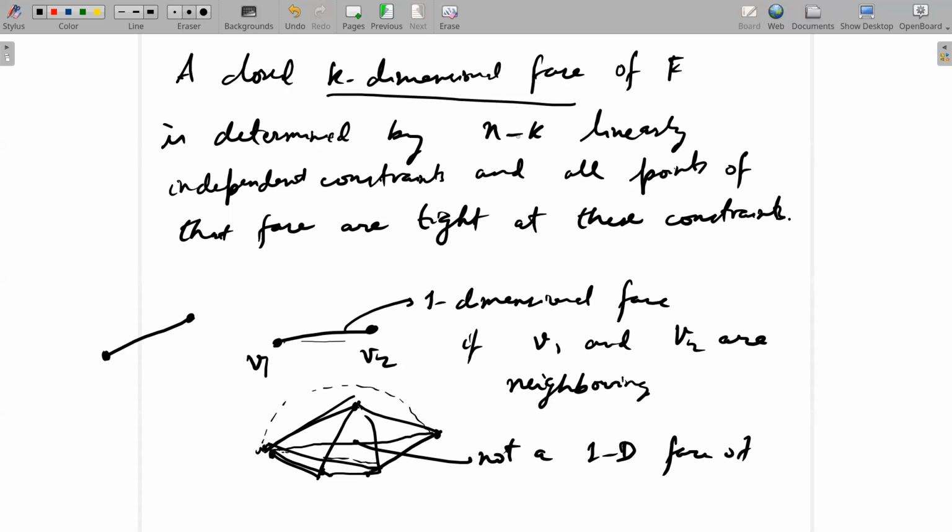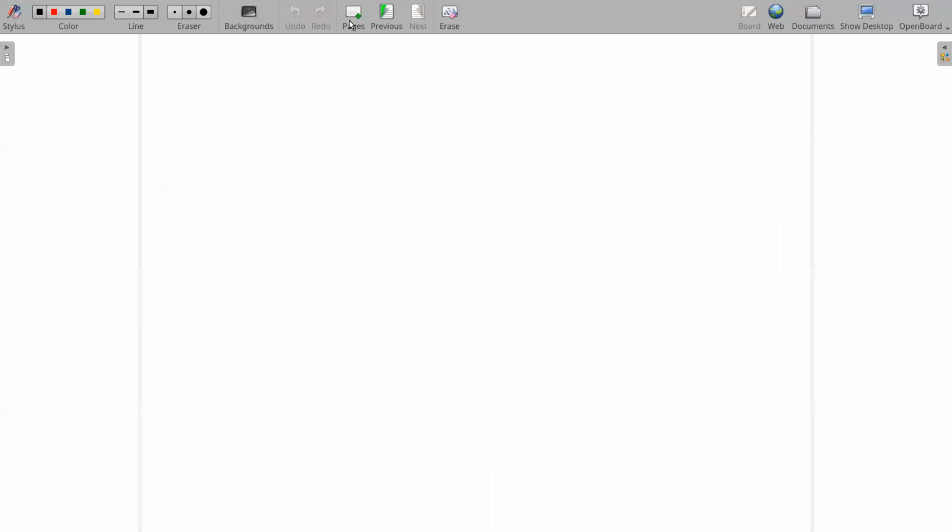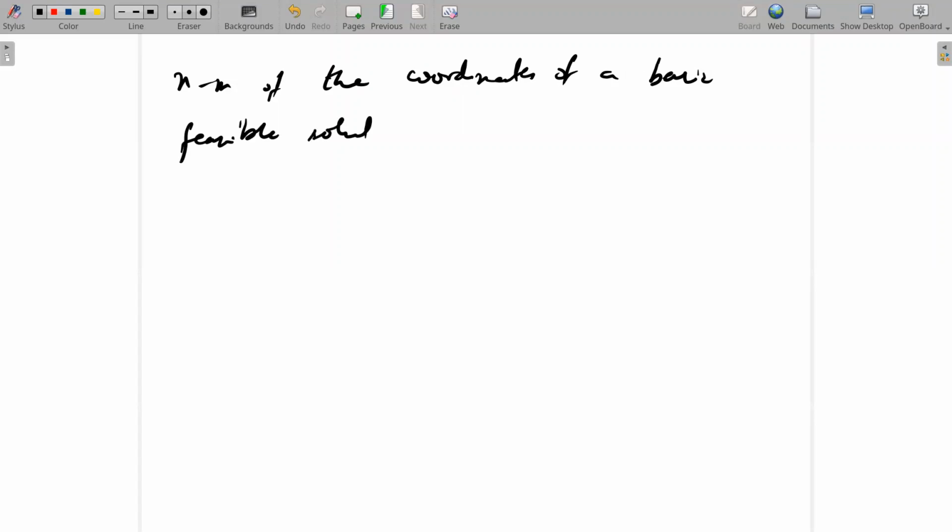F is a polyhedron in Rn. The remaining n minus m coordinates of a basic feasible solution are equal to 0, right? The ones outside of that basis are equal to 0, so they're tight. So n minus m of them are tight anyway.